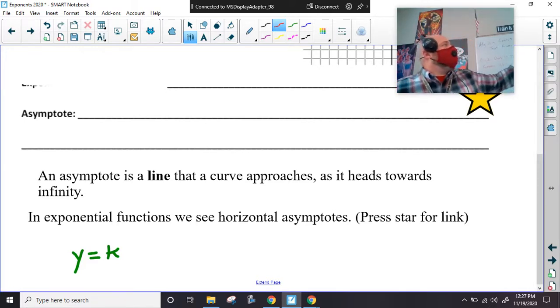Okay. And in the exponential functions, we have a horizontal asymptote, and it's y equals k. That's the equation for that.